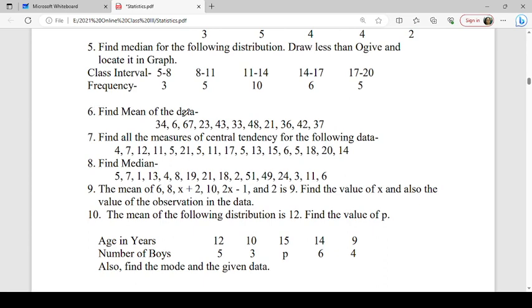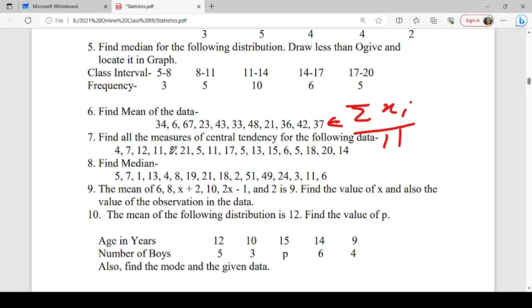Next, this is ungrouped data. The mean of the data, you just add it, 36 plus 6. These are xi: x1, x2, up to x11. So 11 values are here. So the total sum is summation xi by 11, n is 11. This is number 6.